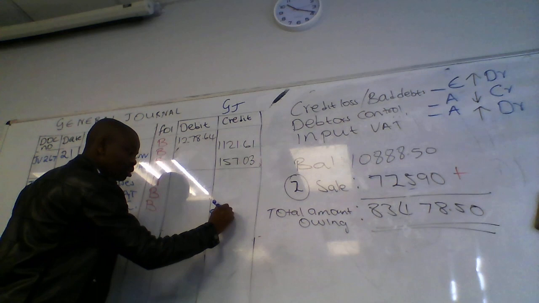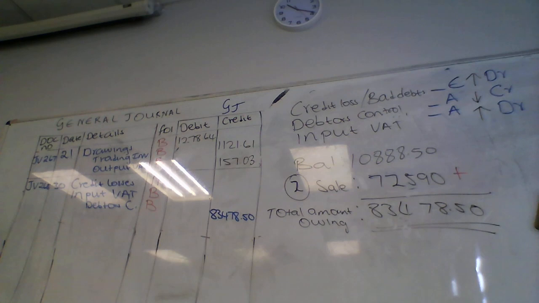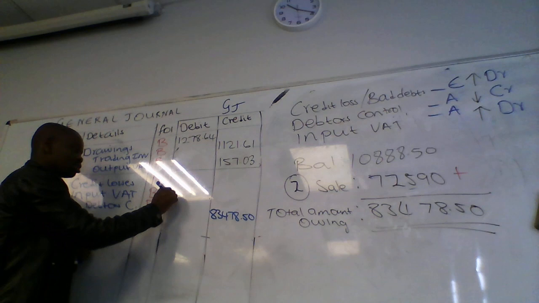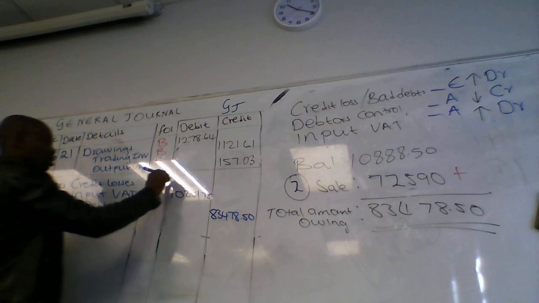8, 3, 4, 7, 8, 50 cents. Please be careful, otherwise if you put it there, you're going to be wrong. So the main account will be... Please find the input back for me. Do you know how to find it now? That's 10, yes, 251 comma 75, and find the credit losses for us: 736 comma 75.